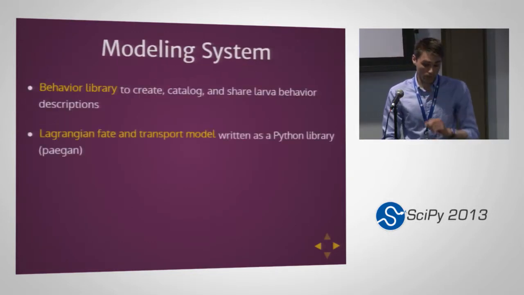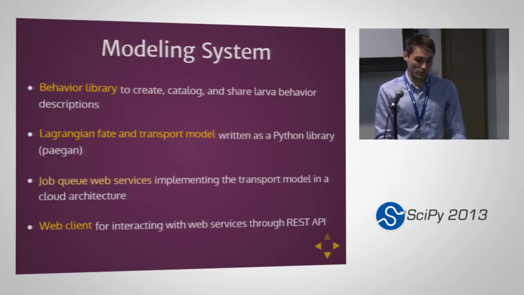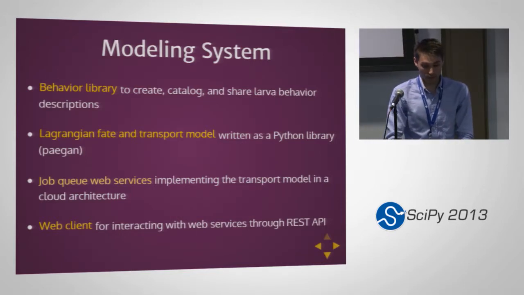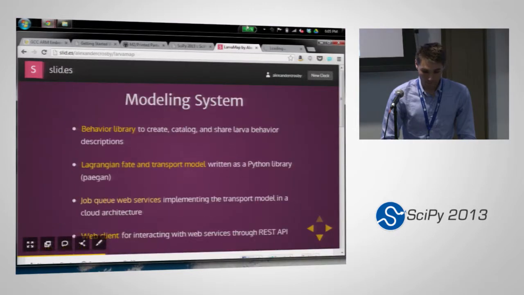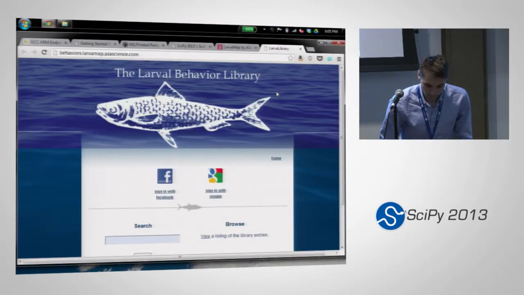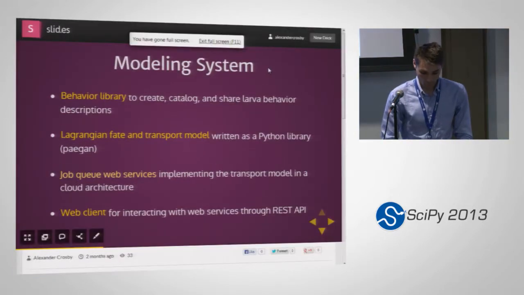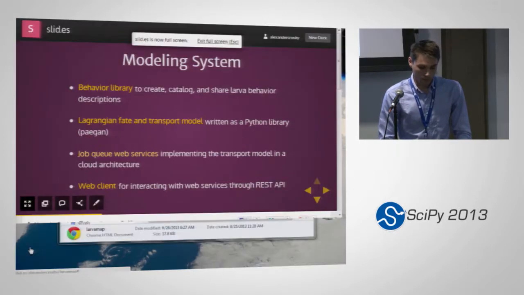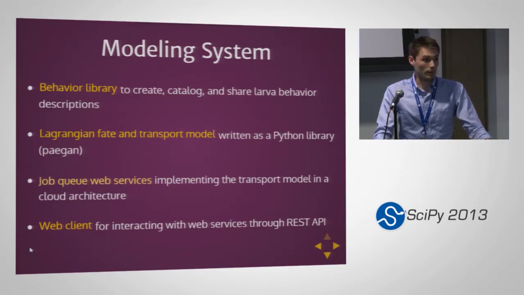So the modeling system consists of basically four parts. There's a behavior library, which allows scientists to build behaviors. It's a website that allows modelers to build behaviors based on their research and share behaviors with their colleagues.